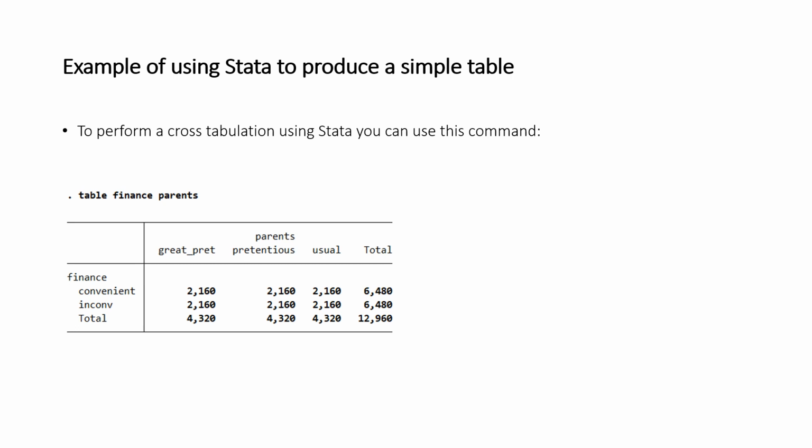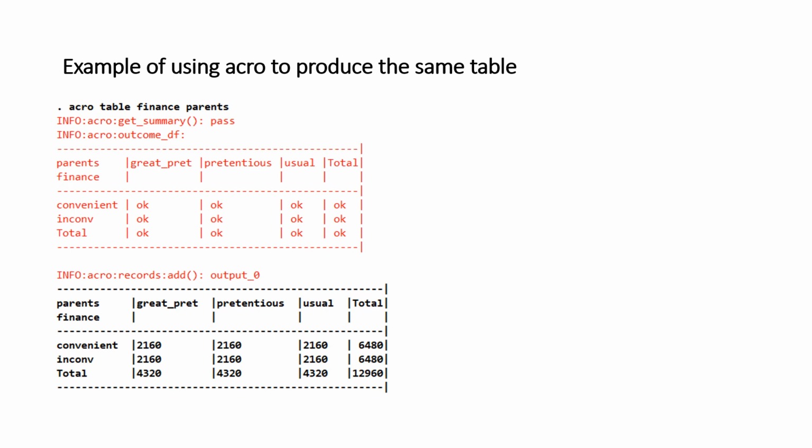If you would like to perform a cross-tabulation using Stata, you can use the command table with the row variables and column variables. The output of the command is a table showing the cross-tabulation of the row variable finance and the column variable parents. To do the same cross-tabulation and get the same table using ACRO, you just need to add the word ACRO to the Stata command, so it will be ACRO table finance parents.